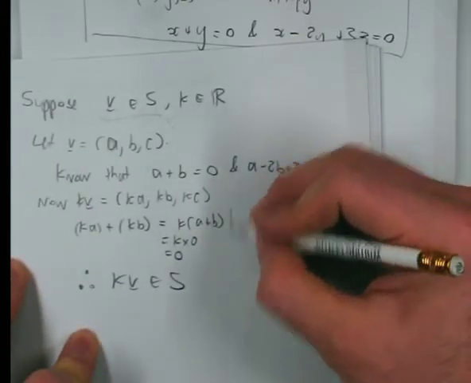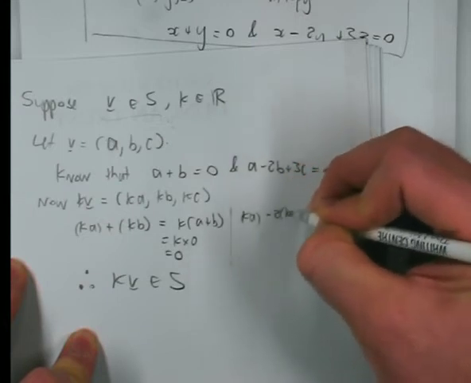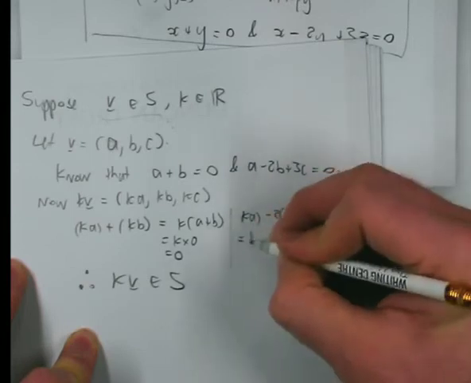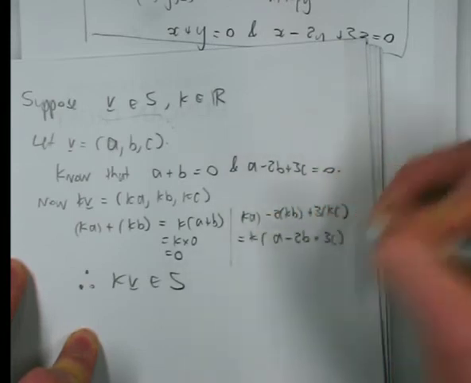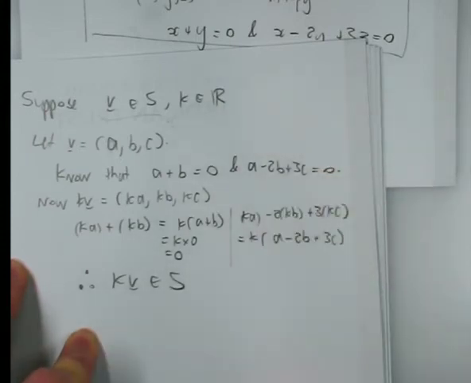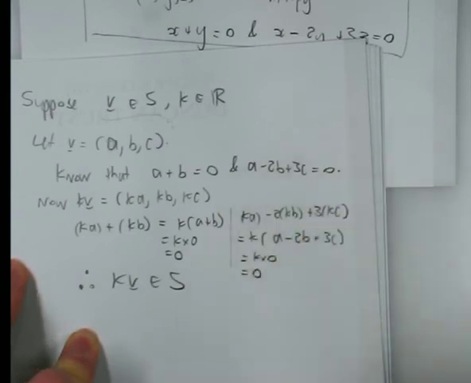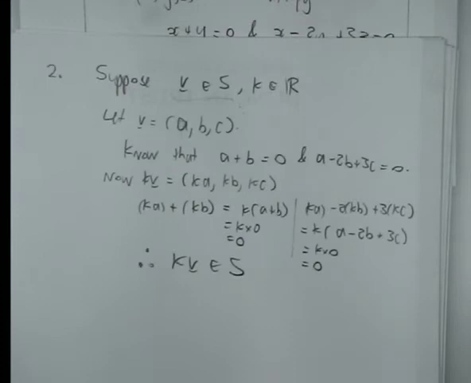And if I sub it into the other equation, KA minus 2KB plus 3KC. Well, if I factorise the K out, I'll have K(A minus 2B plus 3C). And I just said that A minus 2B plus 3C is 0. So this is K times 0, which is 0. And so therefore, because it satisfies both equations, which is the rule for being in S, it must be in S.